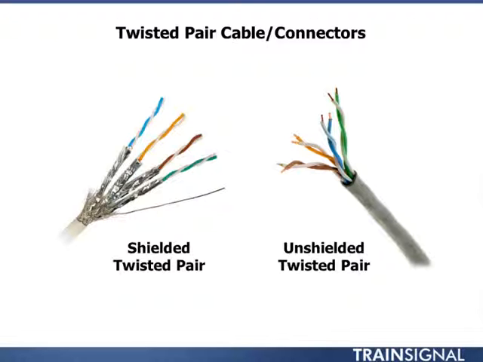Incidentally, the reason the wires are twisted together is the electromagnetic type of dynamics actually will help the signal to go further when they're twisted in that sort of way. So it actually helps the signal travel further.